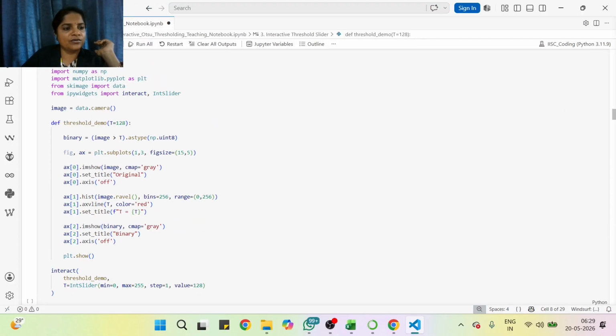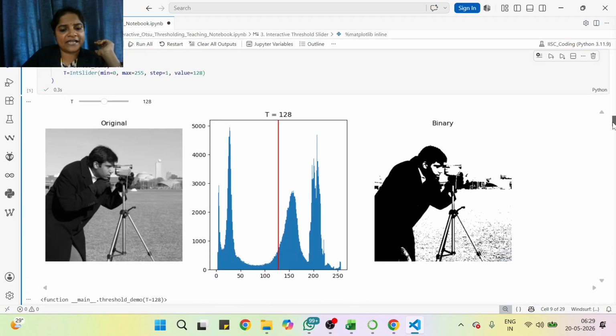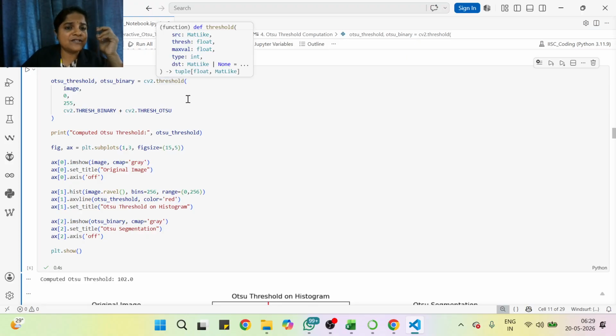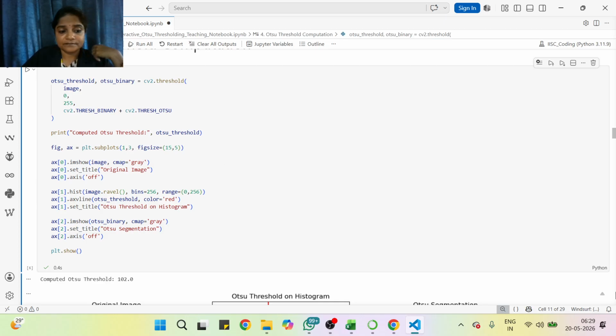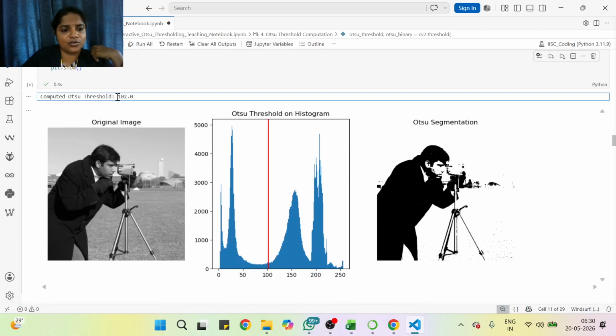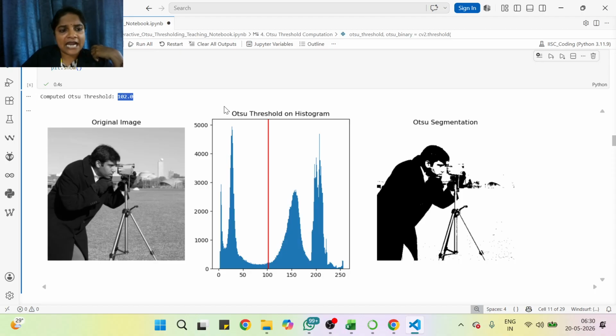So now we are going to use the Otsu's algorithm to find the optimum threshold. I have used my Otsu's thresholding. There are inbuilt commands. CV2.threshold gives you the Otsu's thresholding. So I have used the inbuilt function to calculate the Otsu's threshold, which is 102. So the Otsu's threshold is 102, and I have used that particular threshold and achieved binary segmentation, as you can see here very clearly.